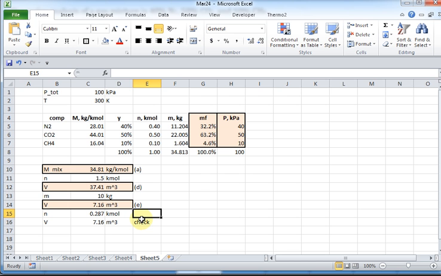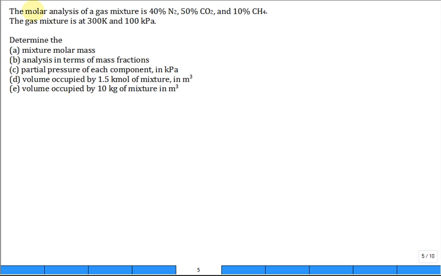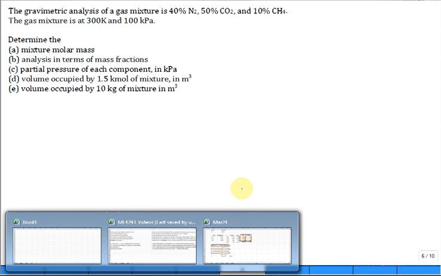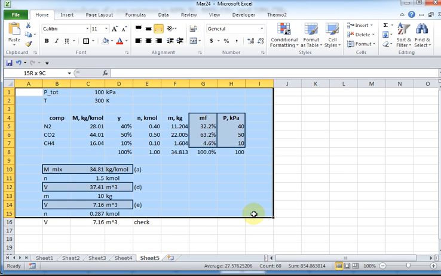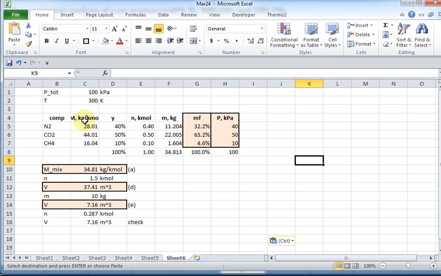Look doable? Let's come back to the top here. So this problem started with the molar analysis, true? Well, what happens if they say the gravimetric analysis of the gas mixture is this? Kind of like you worked with your right hand, now you have to work with your left hand. You have to be ambidextrous. So if we change this problem up, it's really not that hard to do. What I'll do here is copy this spreadsheet, go to a clean spreadsheet, paste it, and reuse as much as possible.